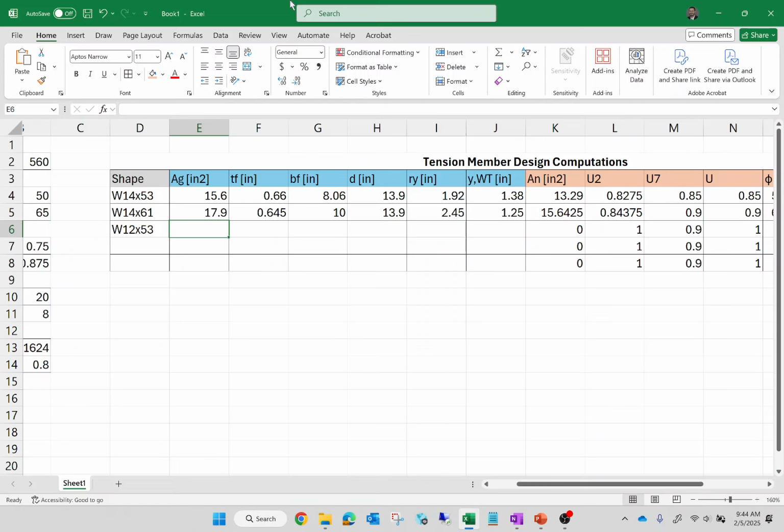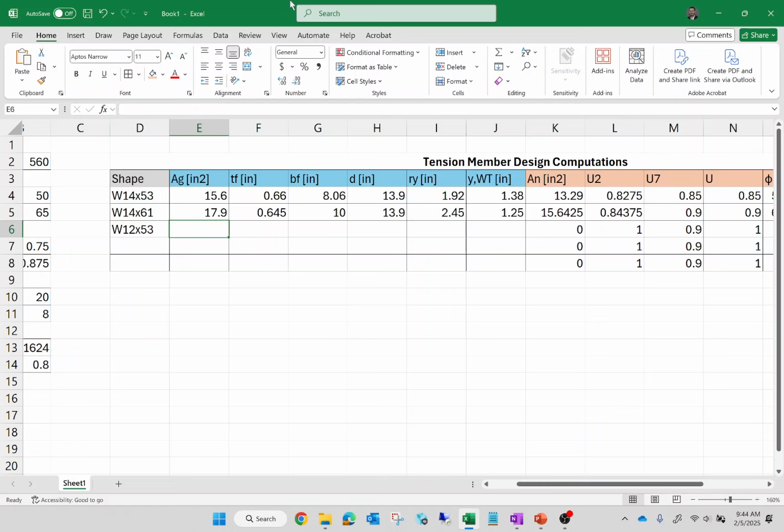Let me ask it this way. We have a section that works. How heavy is it? 61 pounds per foot. If we have a section that works that's 61 pounds per foot, is there an intrinsic interest in checking a section that's lighter that may work? Yes, because that might save us money, right? So I'm saying let's do it and see what happens.